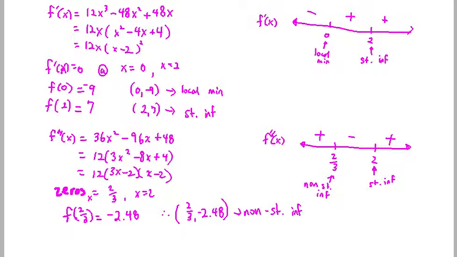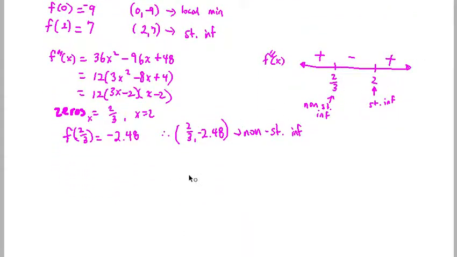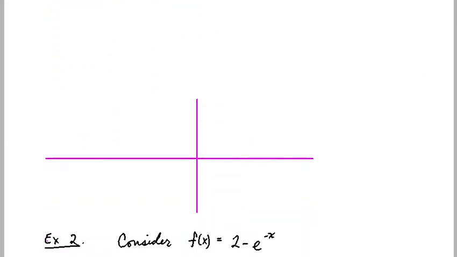All right, very good. Now that I have my points, let's go ahead and try to graph this down here. We know that the points were (0, minus 9), (2, 7), and we had (2/3, minus 2.48). This is just a quick sketch, not drawn to scale. We know this is our local min, so at 0, negative 9, we would have a minimum. So I would have something that looks like this.